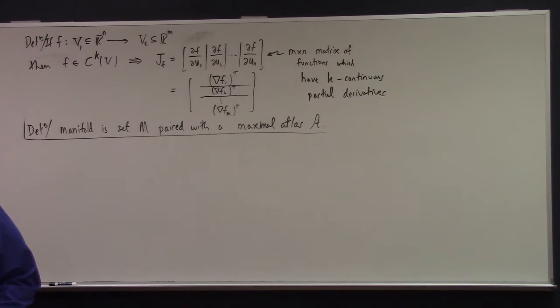Goodness gracious. Yeah. That first definition, should it say maximal atlas? No, see, because if you have an atlas, you can extend it to a maximal atlas. So to prove that something's a manifold, it suffices to give an atlas. The second definition says a maximal atlas.